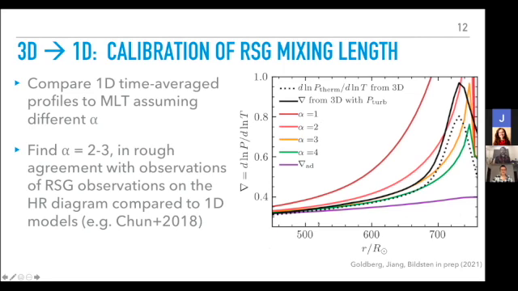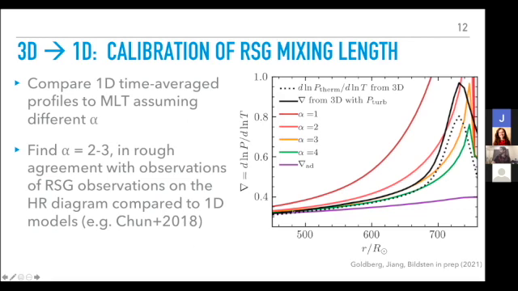Because we want to calibrate the mixing length, there are calibrations to observations, but so far no physically motivated 3D red supergiant regime calibration of the mixing length. We can compare the 1D time average profiles to mixing length, assuming different alphas, including turbulent pressure. We find that alpha is 2 to 3, which is actually in rough agreement with observations of red supergiants on the HR diagram compared to 1D models, particularly this Chun et al. paper in 2018, but then also some of the references that I listed on an earlier slide.